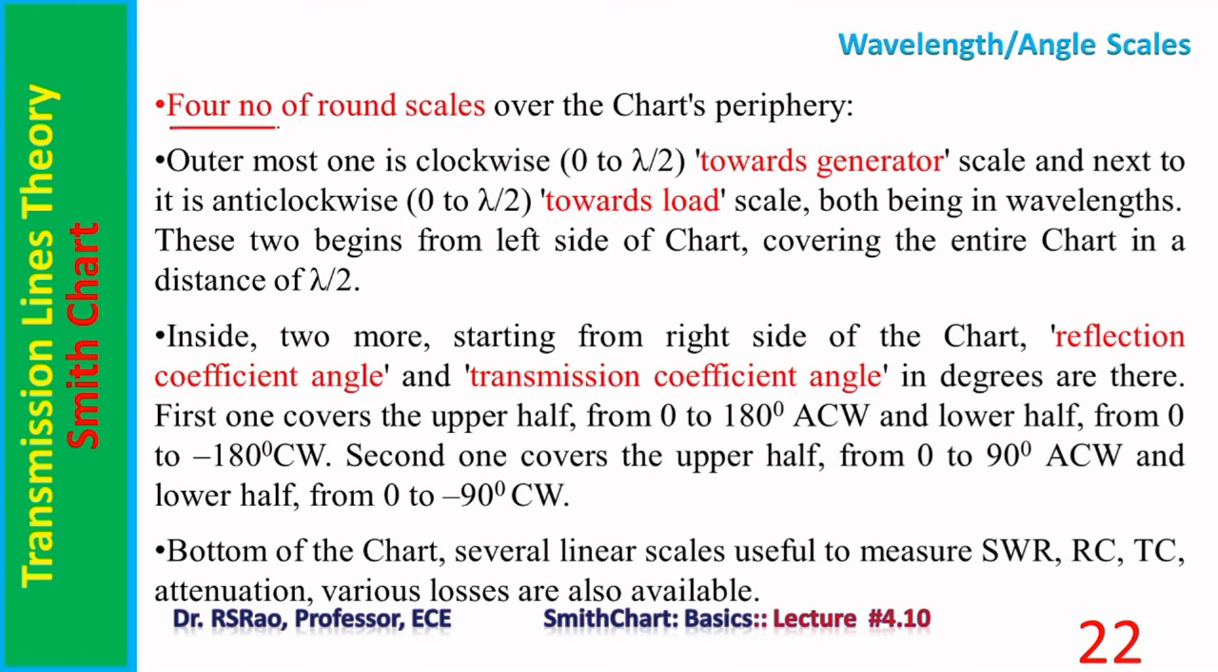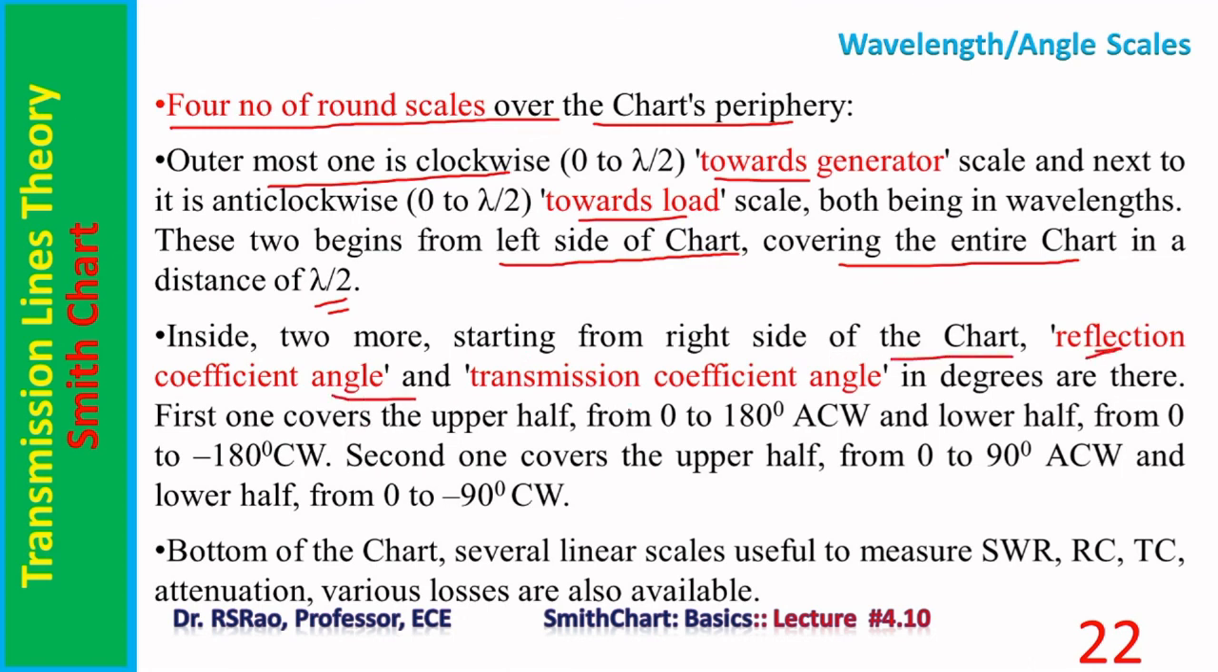As already mentioned, there are four round scales over the chart's periphery. Outermost one is the clockwise towards generator scale. Next one is anti-clockwise towards load. These two begin at the left side of the chart, covering the entire chart in a distance of lambda by 2. Inside, two more starting from the right side of the chart: reflection quotient angle and transmission quotient angle in degrees. First one covers the upper half from 0 to 180 degrees anti-clockwise and lower half 0 to minus 180 degrees clockwise.